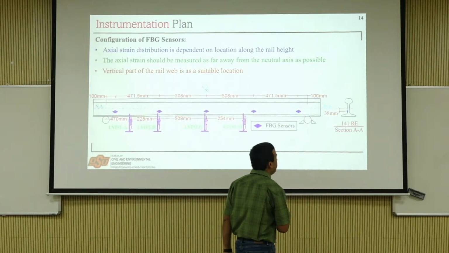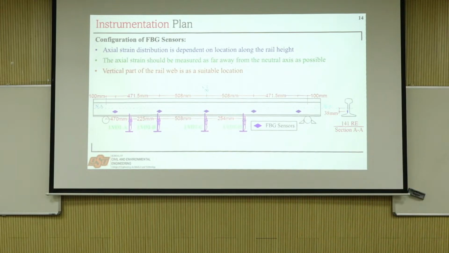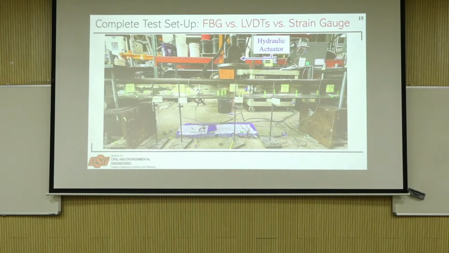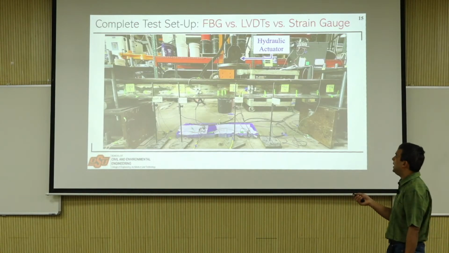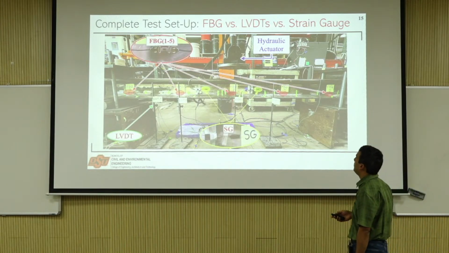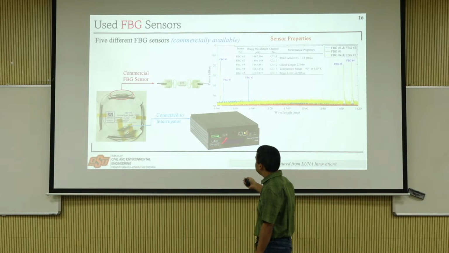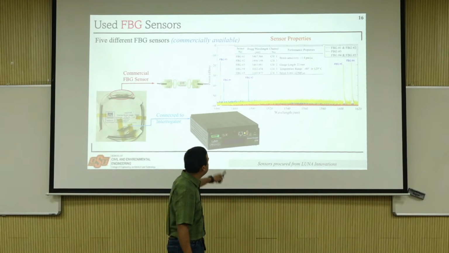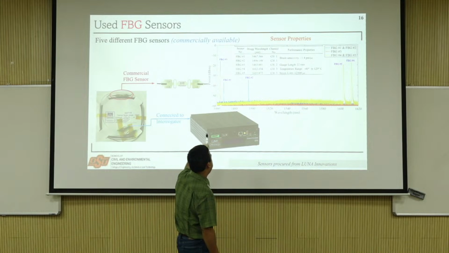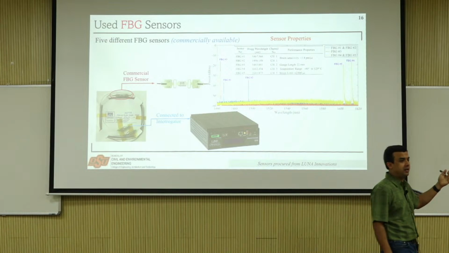And then we bought a bunch of LVDTs and a bunch of strain gauges, and we said we're going to do a conventional measurement, and then we're going to mount it with fiber optics, and compare and see if they are going to work or not. This is the setup: LVDTs, FBGs, strain gauges, everything. This is my actuator. We're loading it from there, and this is how the FBG system works. This is called an interrogator. This is the most expensive part, by the way. It's a very expensive piece of equipment, but the ability to monitor multiple sensors at once makes it very advantageous, right?